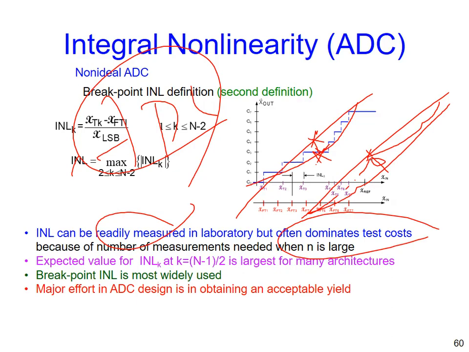Anyhow, so this is the idea, right? In the middle, usually the angle is the largest. Anyway, the major effort in HD design is to improve almost everything to make an acceptable yield. That's it. Okay?